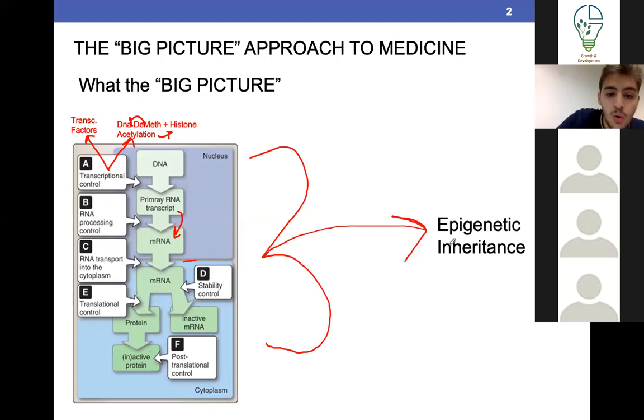Now, this whole thing is an example of epigenetic inheritance. Okay, this is the entire lecture. I'm going to go over it one by one, make sure you understand everything. But if you understood this, you're good to go.